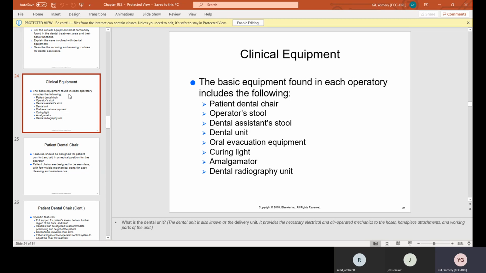Clinical equipment. The basic equipment found in each operatory includes the following: the patient dental chair, the operator's stool, the dental assistant stool, the dental unit, oral evacuation equipment, the curing light, the amalgamator, and the dental radiography unit.